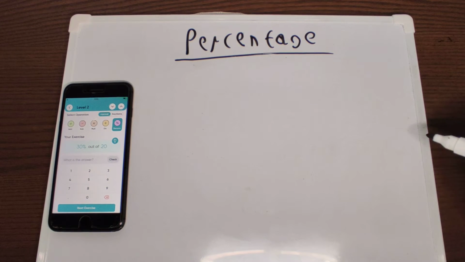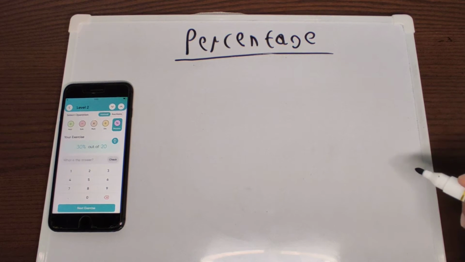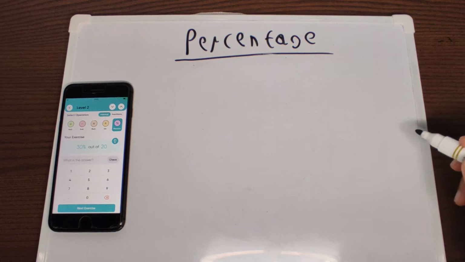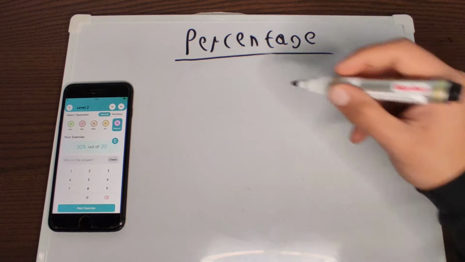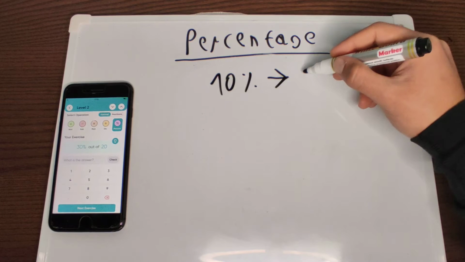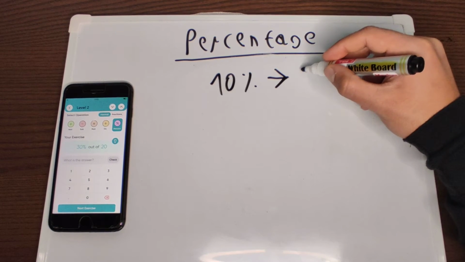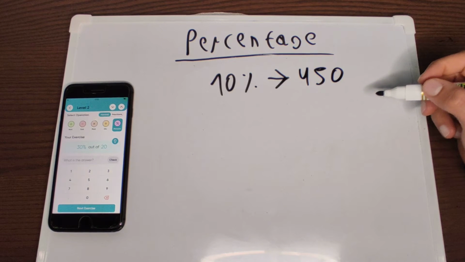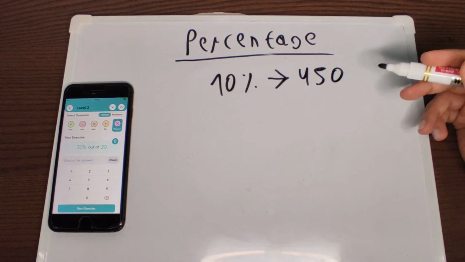So let's see some advanced tricks with percents calculation. So the first rule is 10% are always easy to calculate. So 10% out of a random number, for example 450. So how will we calculate it?